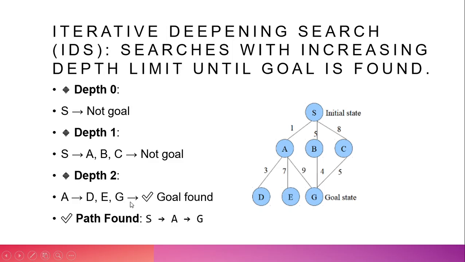D is not the goal, so we can remove it. E is not the goal, we can remove it. And further childs are not present, and depth is also reached, so we cannot move further. Next element is G. We have reached the goal. This is how the iterative deepening depth first search algorithm works. It uses a loop starting with a depth 0, and the loop will increase by 1 until and unless the goal is found. So over here the path found is S, A and G.